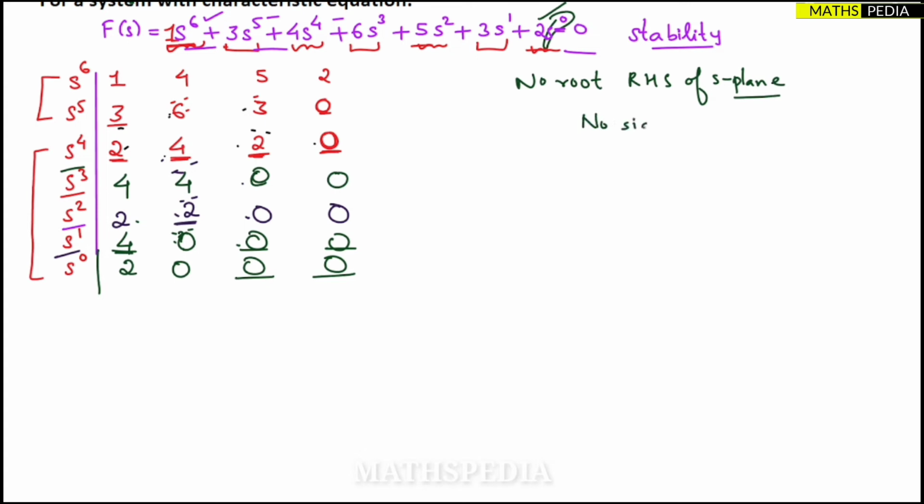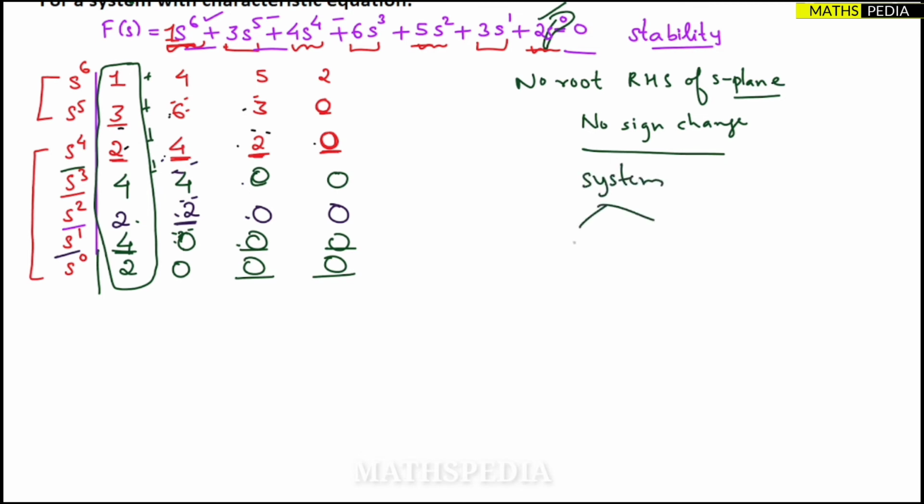No sign change means that, the sign change basically means you have to see the first column. Okay, first column, if you observe, all are positive. There is no sign changes. That is nothing but positive, negative, positive, like that. All the signs of the first column, if you see in the Routh array, we are observing that it is only positive. That means there is no sign change. Okay, and since there is no sign change, we can say that no root is located in the right half of the s plane. Okay, but the system may be marginally stable or unstable.